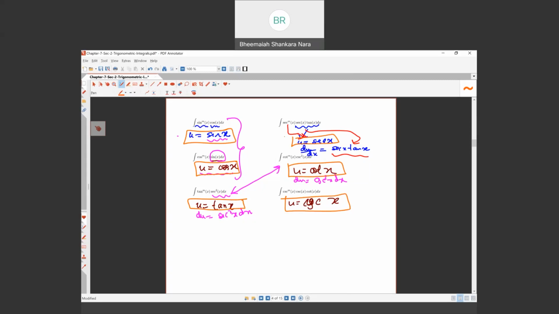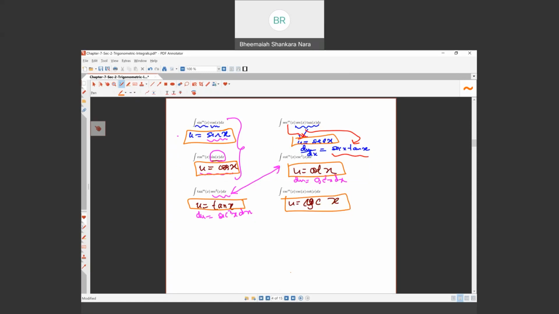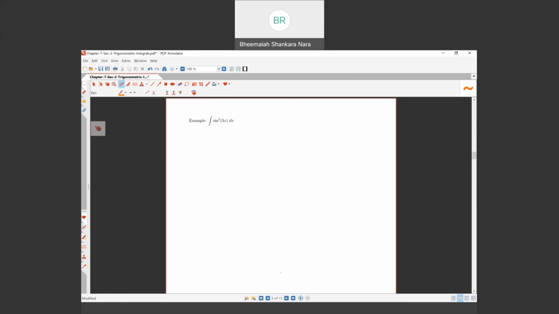Again, let me get back to the identity page, which was the first page. You cannot use any of the identities on this page or on the rightmost column, sine times cosine, sine times sine, cosine times cosine. The reason is you have exponents for either sine or cosine or tangent or cotangent or secant or cosecant. So when you have an exponent on the trigonometric term, you cannot use a direct identity but reduce the problem to the simplest integral you can.